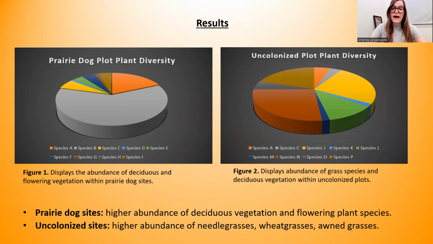The results displayed a higher abundance of native and non-native deciduous vegetation and flowering plant species within the prairie dog plots. As you can see here, we have an abundance of species A, which was actually curly dock, compared to the uncolonized plots, which had a little bit more heterogeneity of various prairie grasses, non-native and native. So there was a higher abundance of needle grasses, wheat grasses, and awned grasses in the uncolonized plots compared to the prairie dog plots.